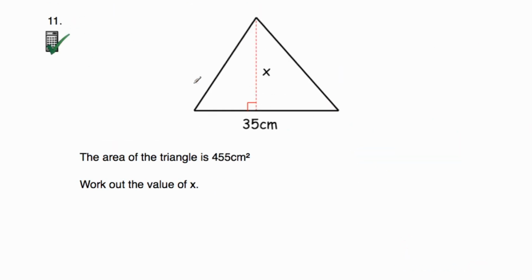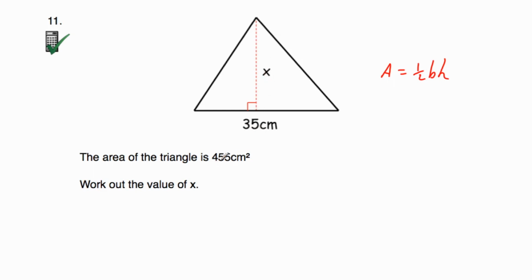Okay, question number 11. So question number 11 is quite similar to question number 10, where we've been given the area for the triangle, and this time we've been given the base is 35 centimeters, and we've been asked to work out x, the height of the triangle. So we know to find the area of a triangle, we do the base times the height, and then we half it. So that means to find this area, we have done 35 times this number, and then divided by 2 to get the area.